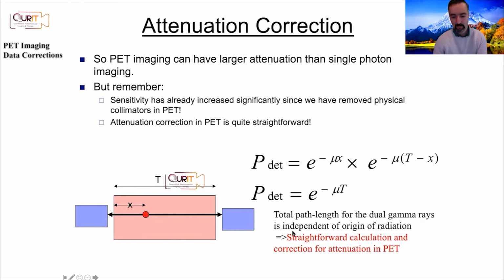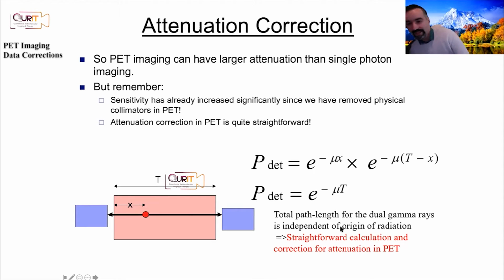Okay, so the probability of survival, or of being attenuated, which is 1 minus this term, is independent of where the event came from, and it just depends on this path length. You just need to know where the detectors are and know the attenuation map in the body. It's very straightforward to correct for this.